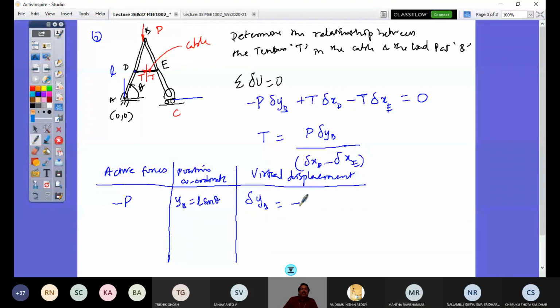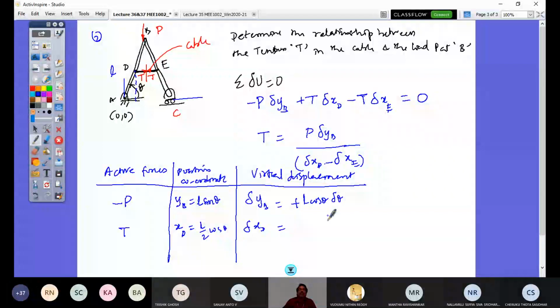Now the next active force is T at D, and I require the coordinate XD, because I need delta XD. The horizontal coordinate is defined by angle orientation theta, so this position would be L by 2 cos theta. If I differentiate this with respect to the independent coordinate theta, I'll get delta XD equals minus L by 2 sine theta del theta, right?